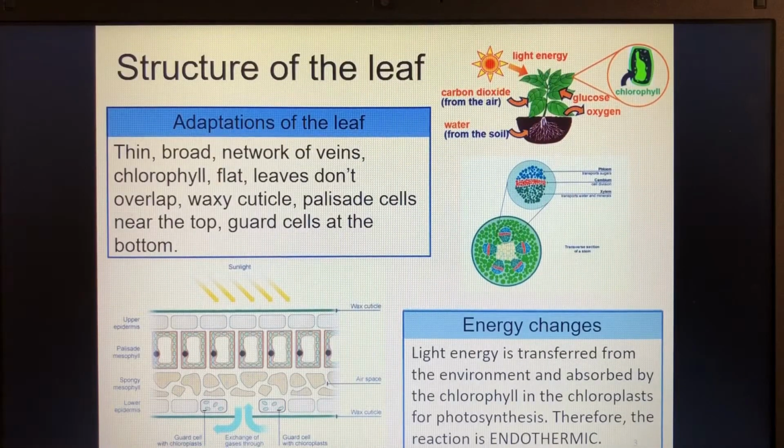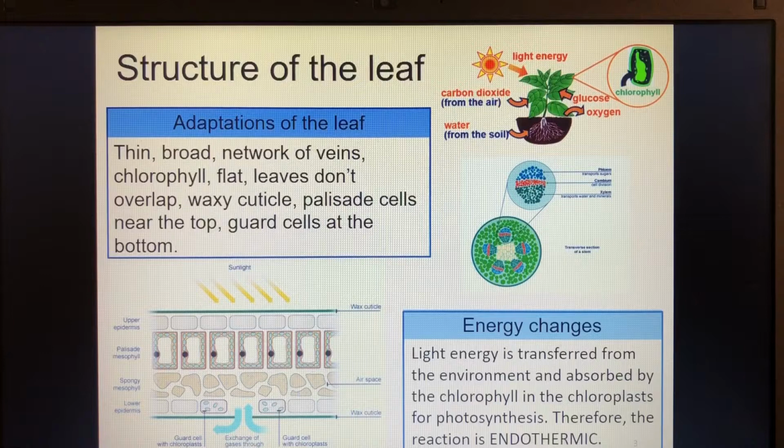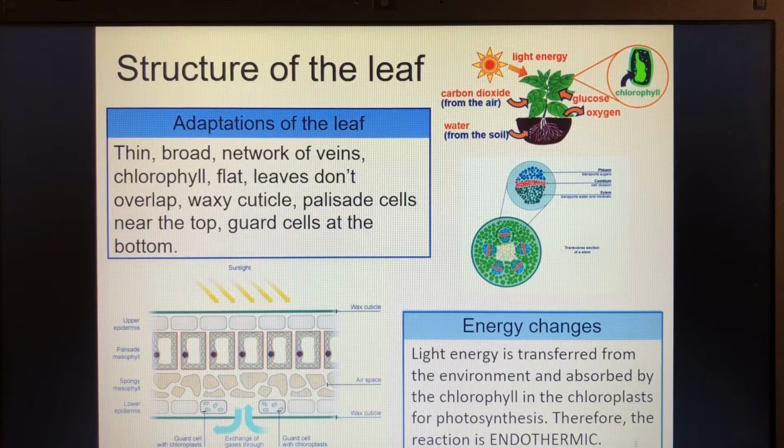We started off at the beginning of the topic talking about the structure of the leaf. We said that the leaf is thin because if it was really thick, then the light wouldn't go through to the chloroplast and wouldn't be absorbed by the chlorophyll, and photosynthesis would be less effective. They're broad, so that means wide and flat.